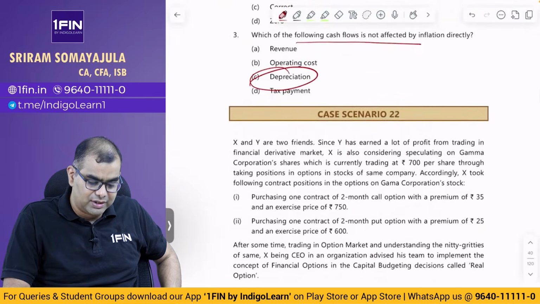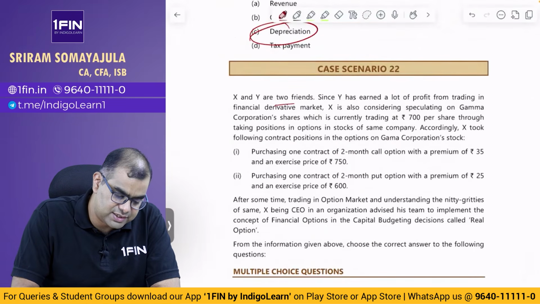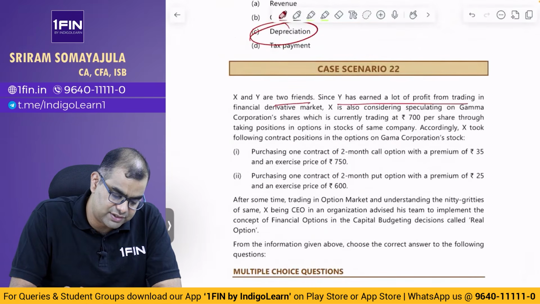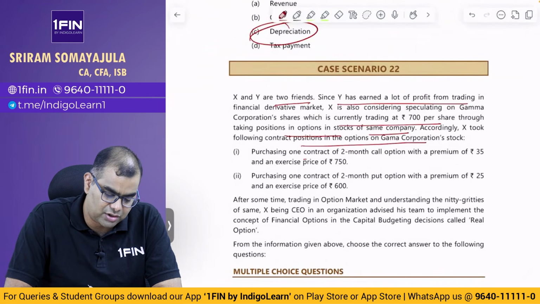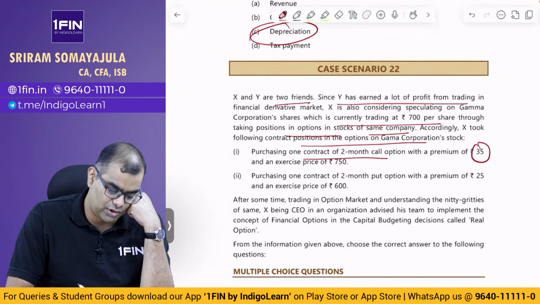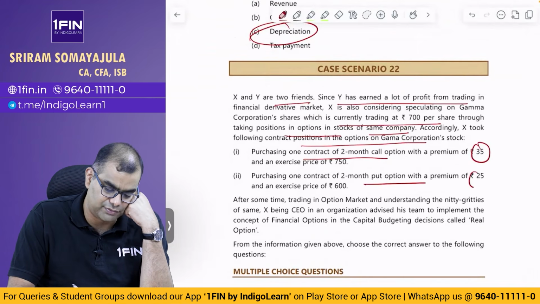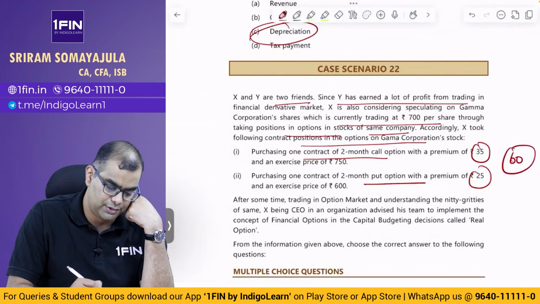Then, X and Y are two friends. Since Y has earned a lot of profit from trading in financial derivatives, X is also considering speculating on Gamma Corporation shares, which is currently trading at 700, though taking positions in options of the same stocks of company. Currently, X took following positions on options of Gamma, purchasing one contract of 2-month call option with a premium of 35, purchasing one contract of 2-month put option with a premium of 25. So both are buy. So you paid $60 as outflow.